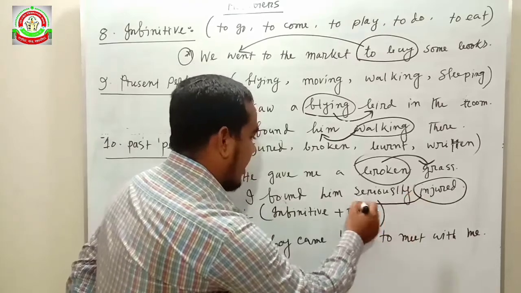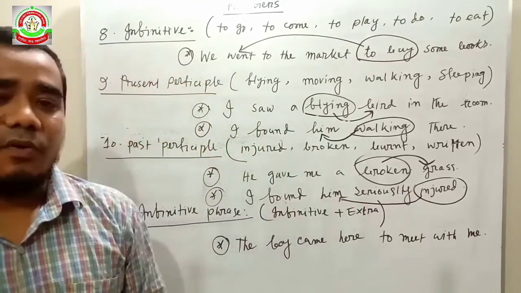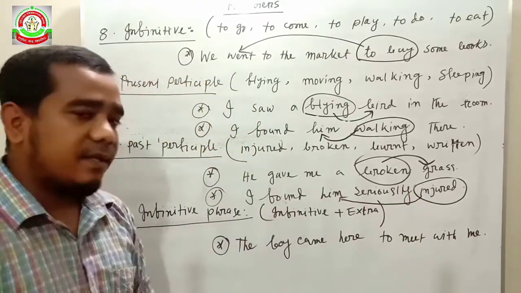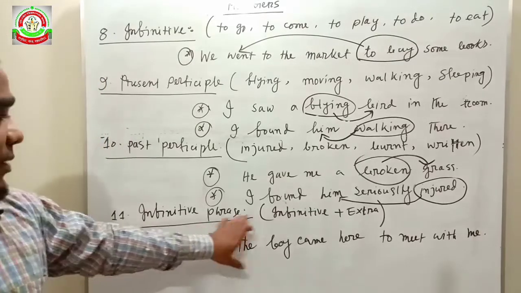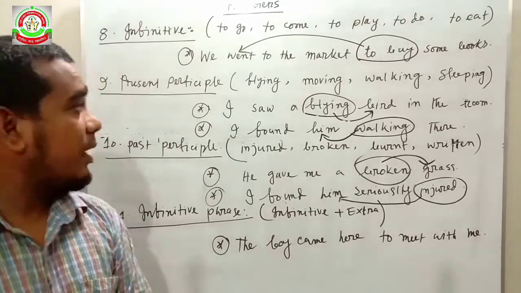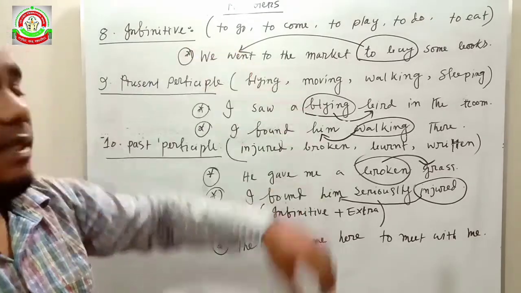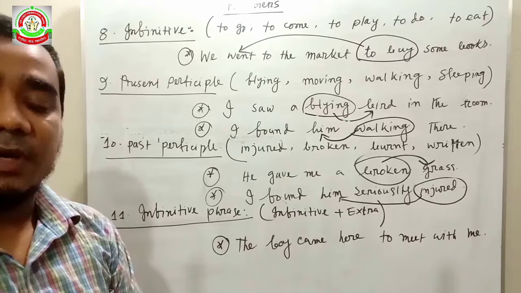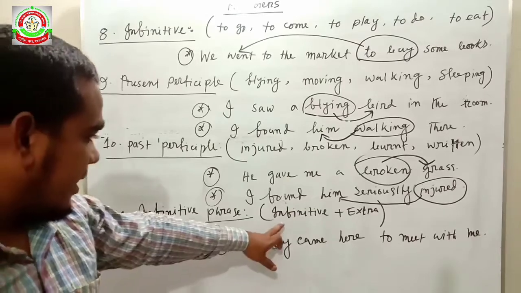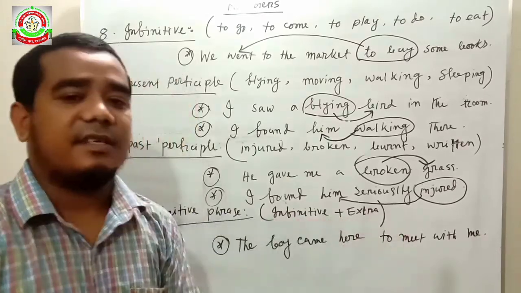It post modifies the pronoun him. It's very simple. Next, infinitive phrase. We already know an infinitive is formed by adding to before the verb, and an infinitive phrase is an infinitive plus extra words.